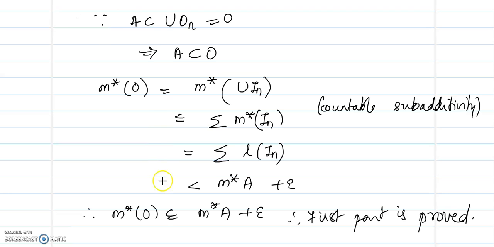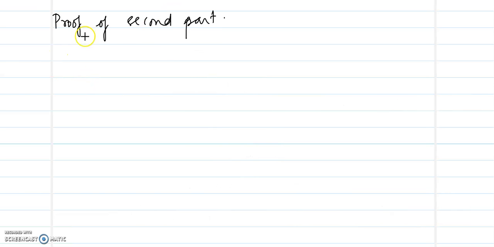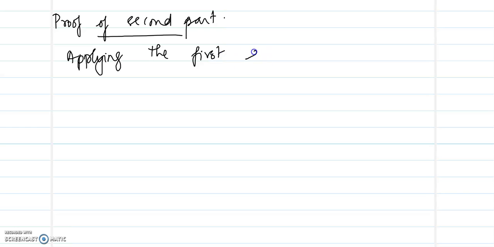Now from the first part we have got m star of O is less than or equal to m star of A plus epsilon. Now we will apply that result here. So applying the first part, let us take epsilon equal to 1 by n.